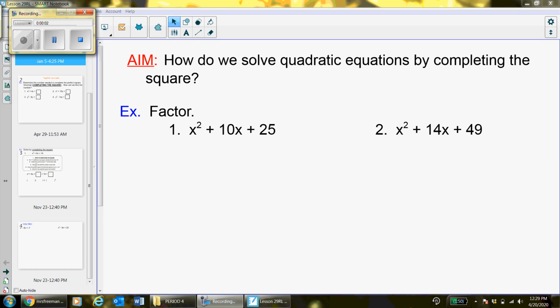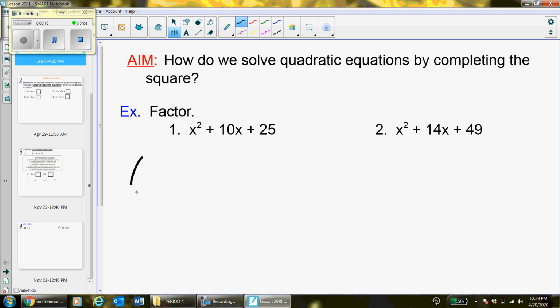Solve quadratic equations by completing the square. Example 1, factor x squared plus 10x plus 25. So this is just regular factoring. Factors of 25 that add up to 10. That is x plus 5 times x plus 5.